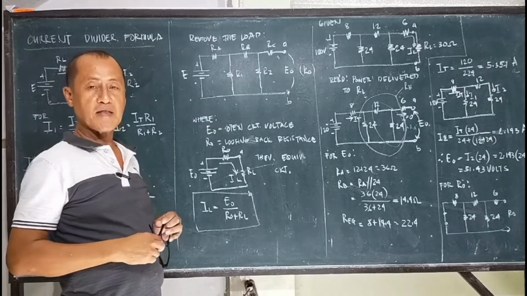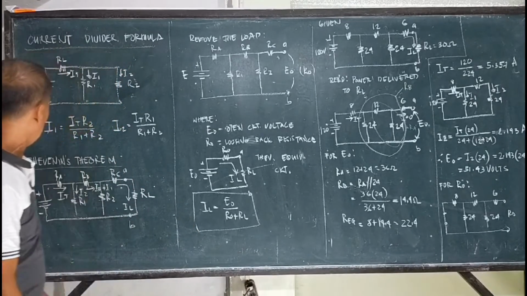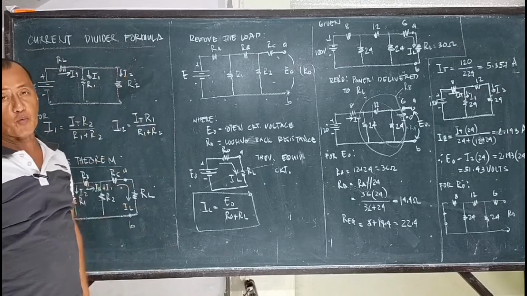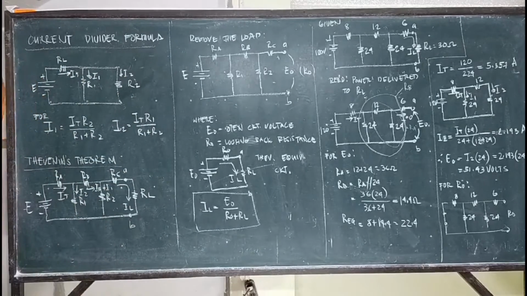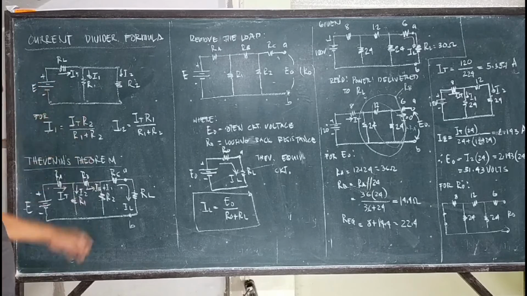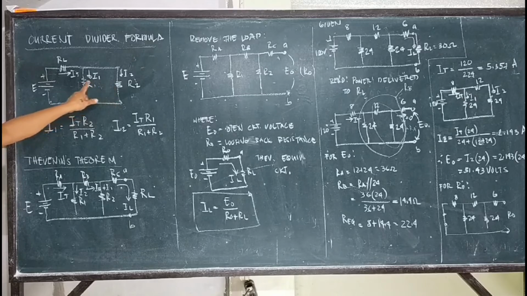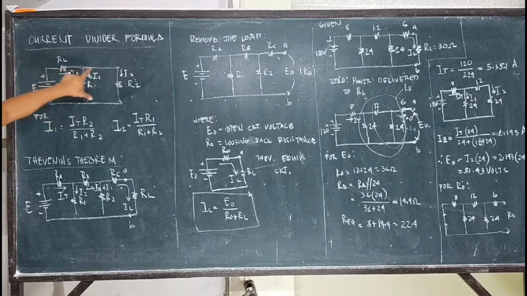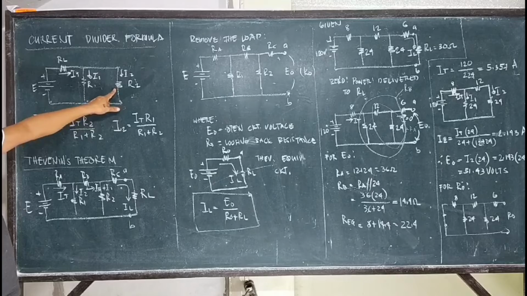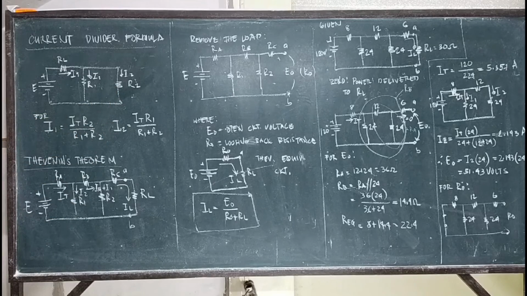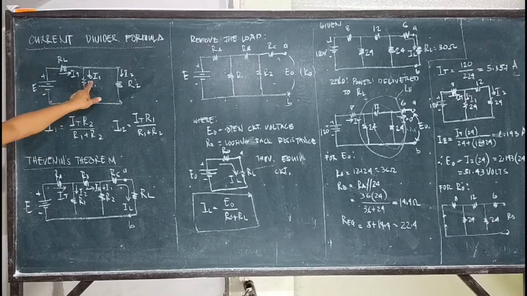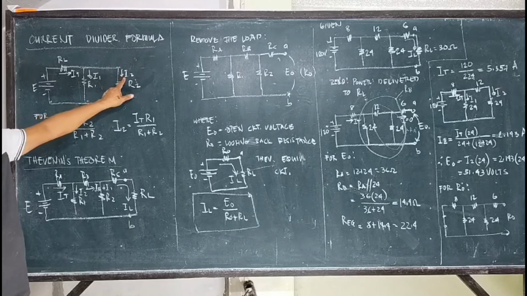Good day. My topic for today is the current divider formula. The application of the current divider formula is that if we have a two-port network in line with two branches, we can solve the branching currents I sub 1 and I sub 2.